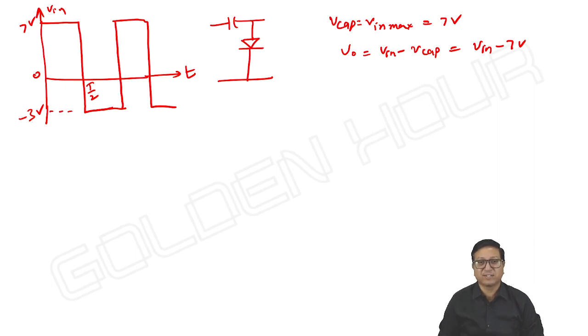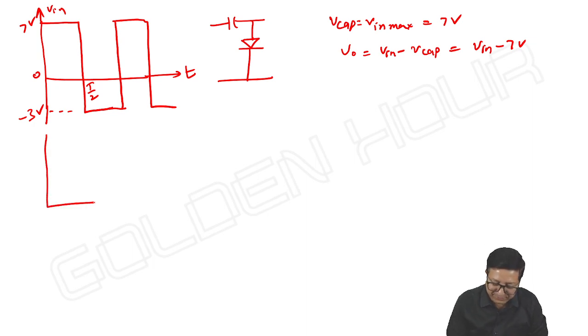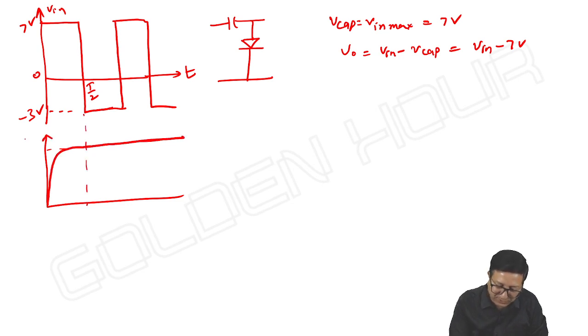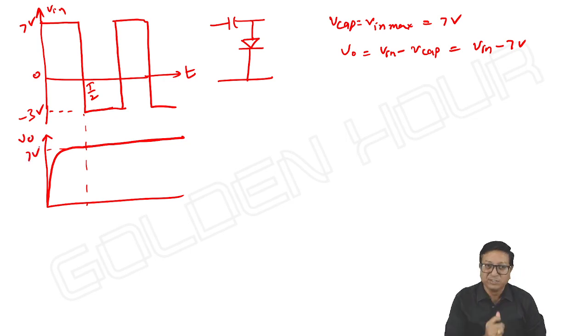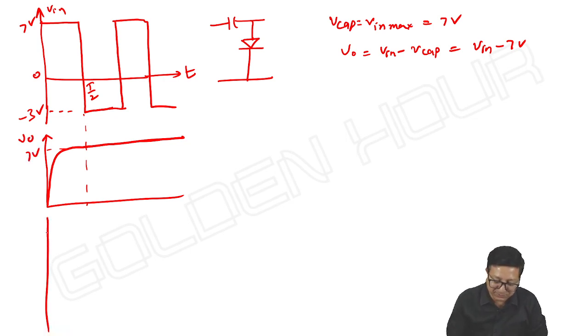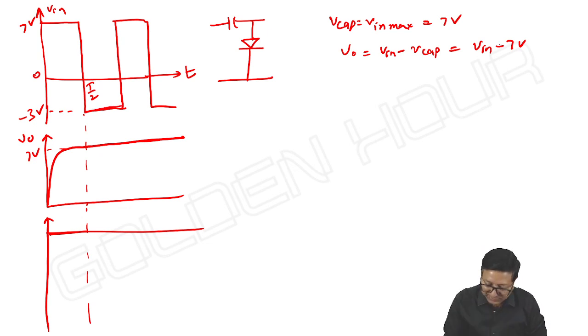I'm writing the steady state results. So capacitor voltage is 7. Capacitor will charge up to 7 here rapidly. Later it remains constant. What about V output? 7 minus 7, it is 0. Next, here it is minus 3 minus 7, minus 10. The result does not change, like what we studied for sine wave.